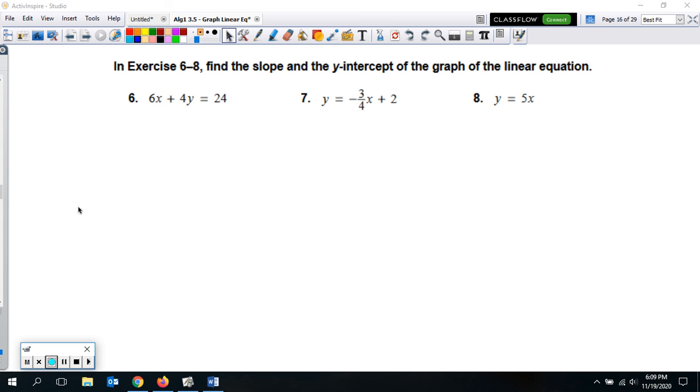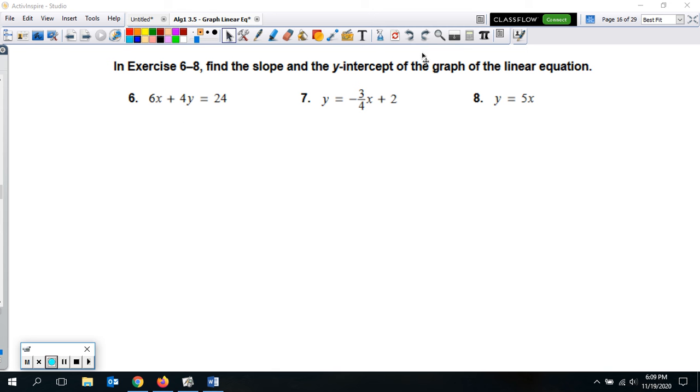Alright, so with the extra practice here, 6 through 8 says find the slope and y-intercept of the graph of the linear equation. Now these are in equation form, and we still are trying to find the slope and the y-intercept. You can find them from the graph of a line, just the picture. You can find them from a table of values with the change in y over the change in x. Or we can see it right here. If we make sure it's in slope-intercept form, we can just identify the slope and the y-intercept from the m and the b.